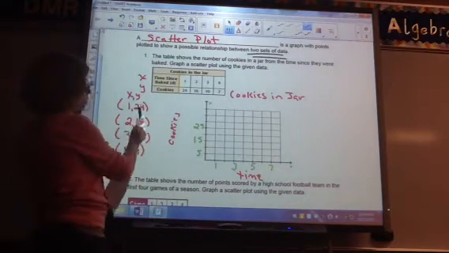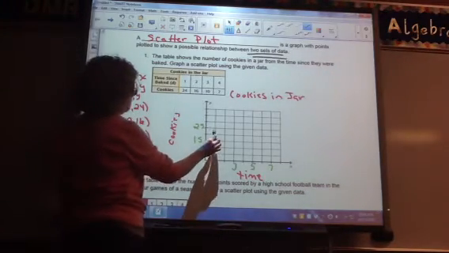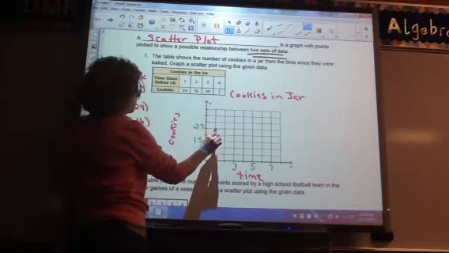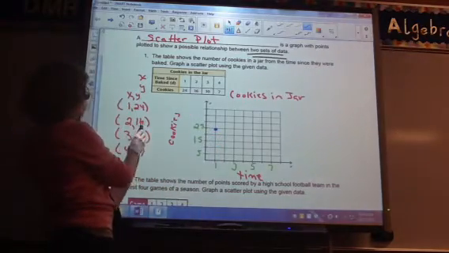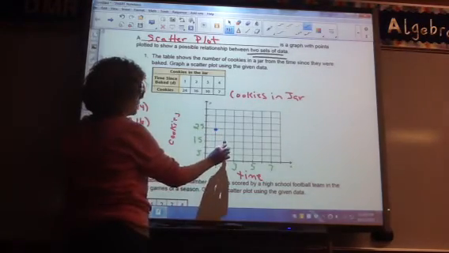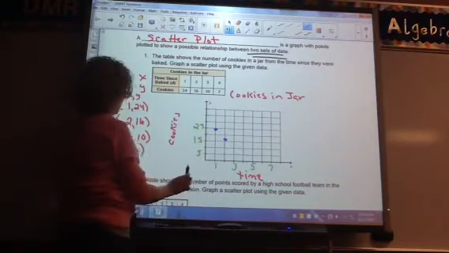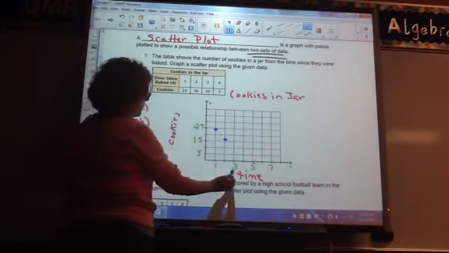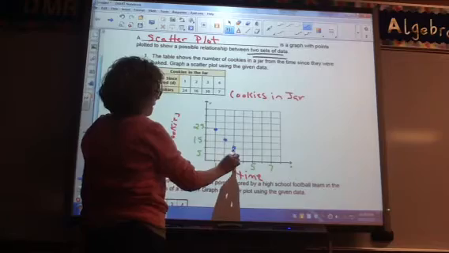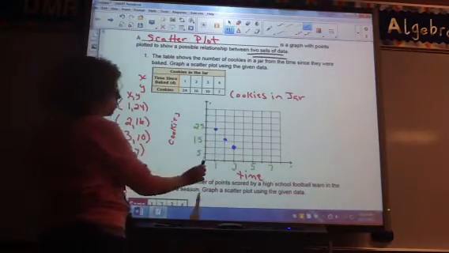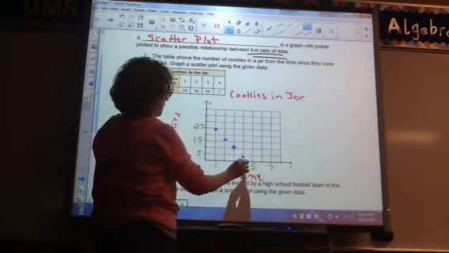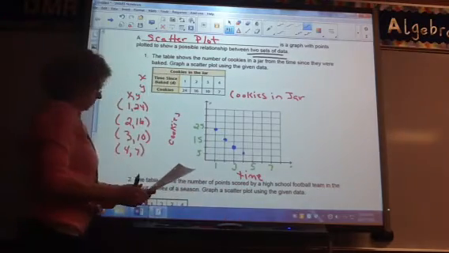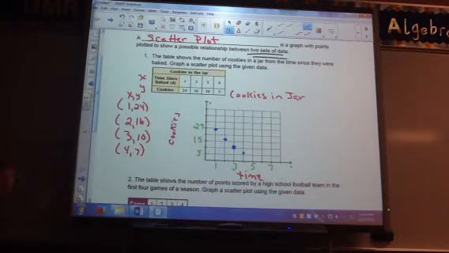So when X is 1, Y is 24. When X is 2, Y is 16. When X is 3, Y is 10. When X is 4, Y is 7. And there's our graph.